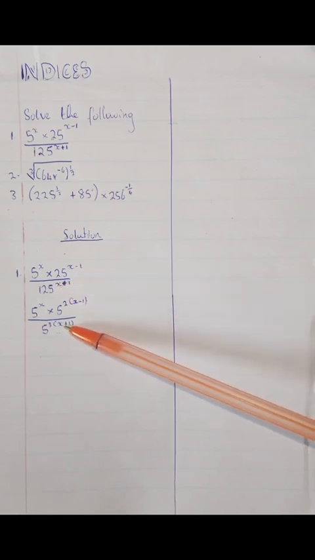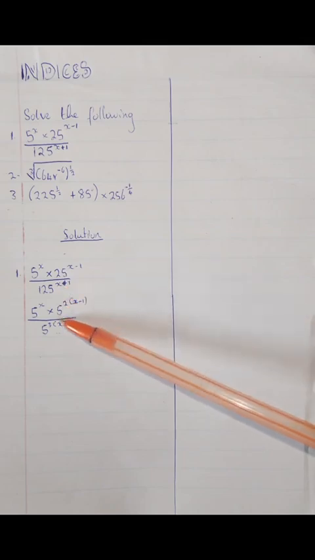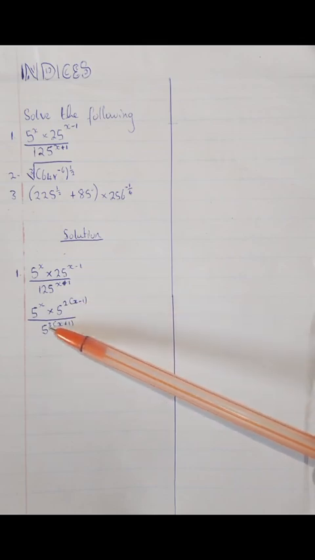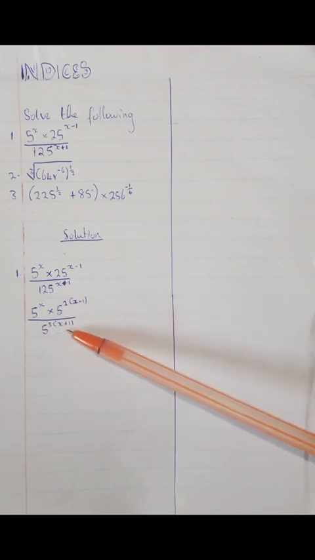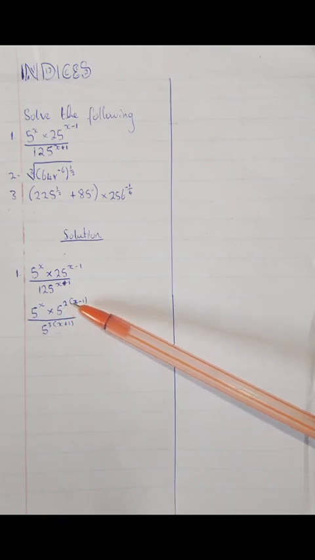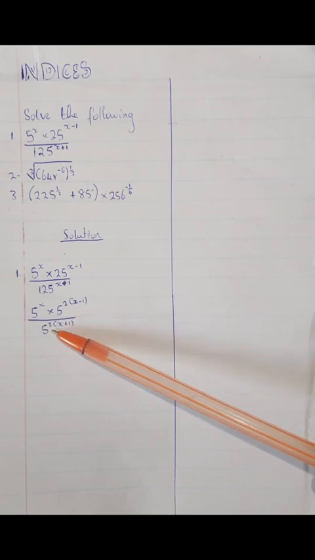We bring down here. So next thing is, since we've expressed these numbers in terms of 5, what then do we do? You can see we have 2 brackets x minus 1 here and 3 brackets x plus 1 here. So we expand these brackets, meaning we open these brackets and we also open these brackets. Opening the brackets, we have 2 into x and 2 into negative 1, 3 into x and 3 into 1.